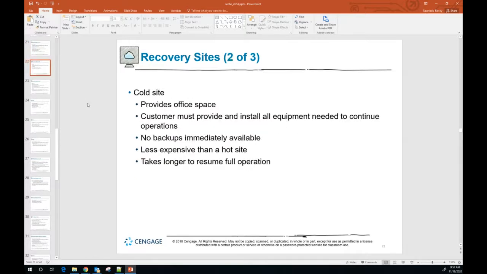Cold site is going to provide office space. The customer must provide and install all equipment needed to continue operations. There's no backup immediately available. It is less expensive than a hot site, but it's going to take the longest to resume full operation.